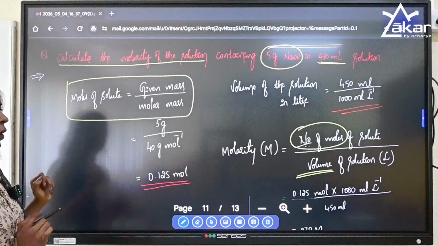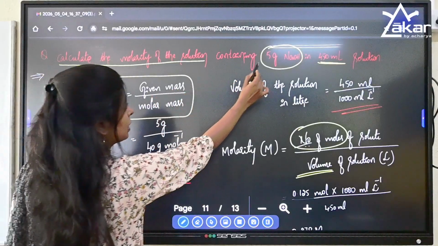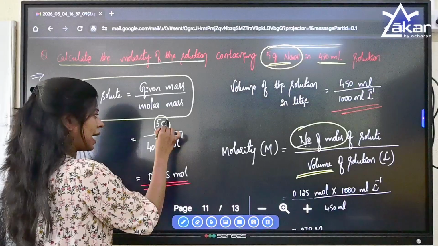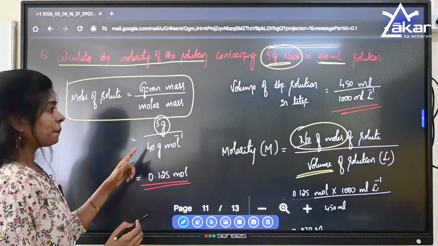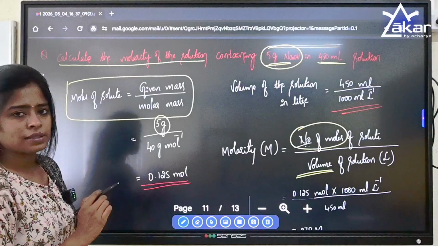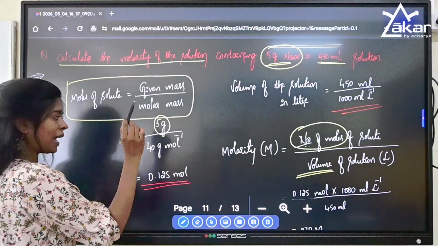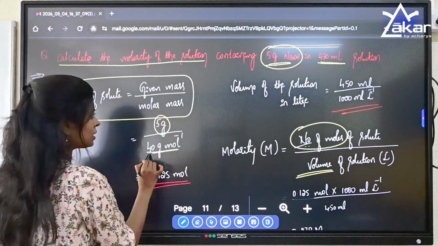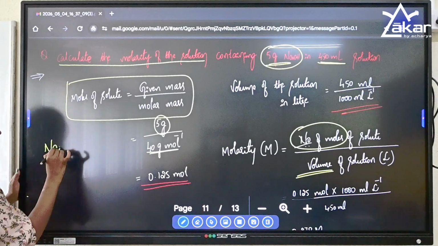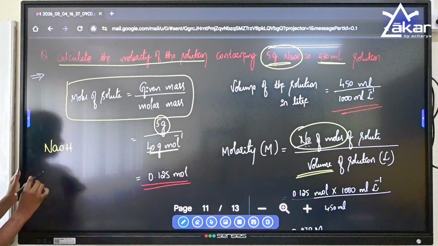Given mass by molar mass. What is the given mass here? They are saying 5 grams of NaOH. 5 grams of NaOH is dissolved here in 450 ml solution. So 5 grams of NaOH. What is the molar mass of NaOH? How are you going to calculate? NaOH. What is the mass number here?